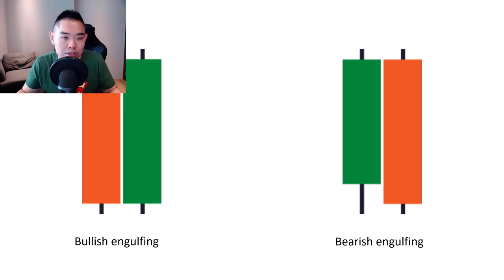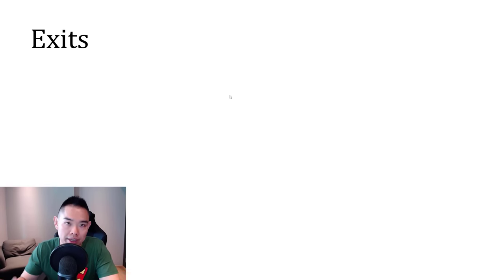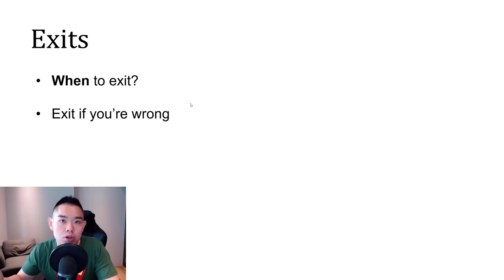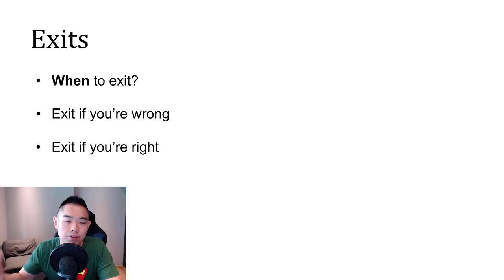So to contain our losses, we must know our exits. For exits, very simple. It seeks to answer the question of when to exit your trade. When we deal with exits, there are two parts. Number one, exit where you're wrong, aka your stop loss. And the other one is exit if you are right, otherwise known as your target profit. So let's talk about the first one, exit if you are wrong.